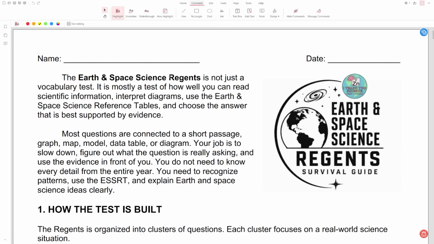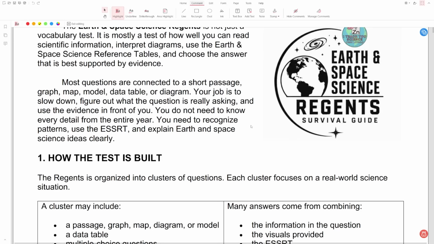The Earth and Space Science Regents is not just a vocab test. It's mostly a test of how well you can read scientific information, interpret diagrams, use the Earth and Space Science Reference Tables, and choose the answer that's best supported by the evidence. Most questions are connected to a short passage, graph, map, model, data table, or diagram. Your job is to slow down and figure out what the question is actually asking and use the evidence in front of you. You do not need to know every detail from the whole year. You need to recognize patterns, use the reference table, and explain Earth and space science ideas clearly.